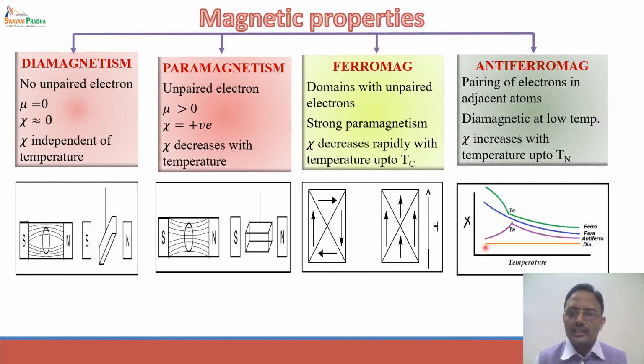And this particular graph in between is showing Tn, which corresponds to an antiferromagnetic substance, where there is an increase in magnetic susceptibility up to a particular temperature called the Néel temperature, and after that it behaves similar to a paramagnetic type of substance.